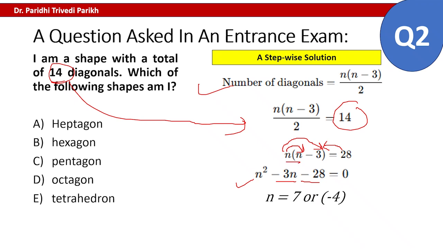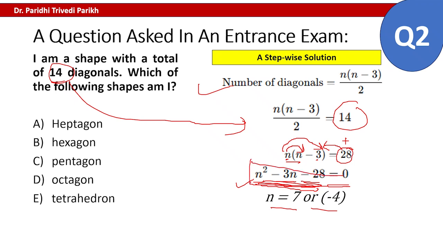I am speaking once again. N into n, that is n square. N multiplied with 3, that is minus 3n. And this 28, which is plus on the right hand side, came to the left hand side, it became minus 28, right? Now, when I solve this particular equation, I do get n is equal to 7 or minus 4, right?